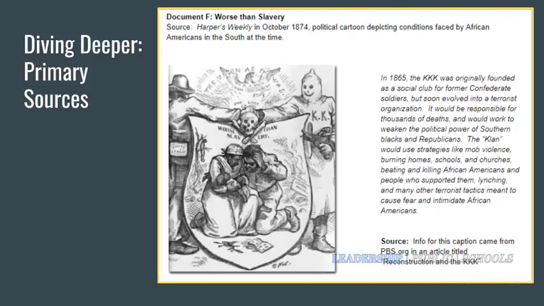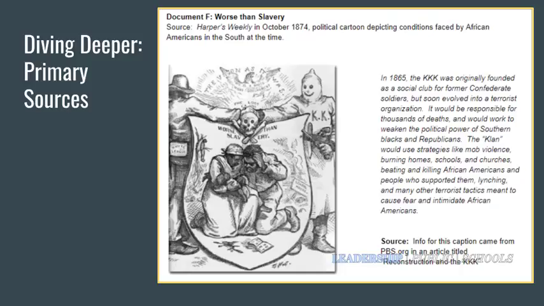Document F is entitled Worse Than Slavery. It comes from Harper's Weekly, a magazine, published in October of 1874. It's a political cartoon depicting conditions faced by African Americans in the South at the time.